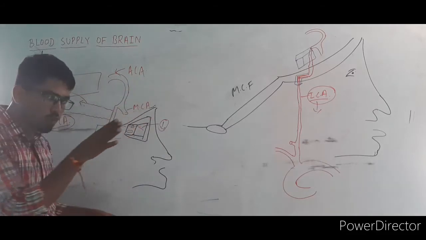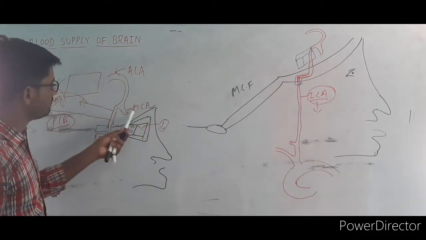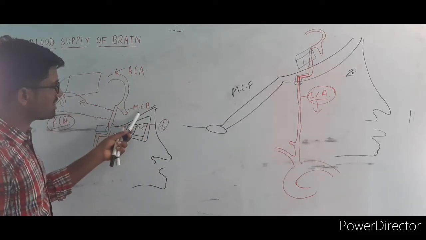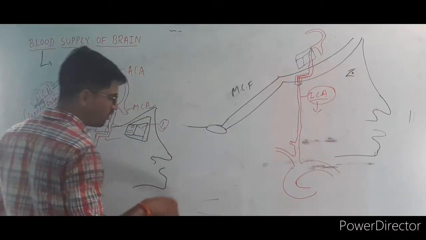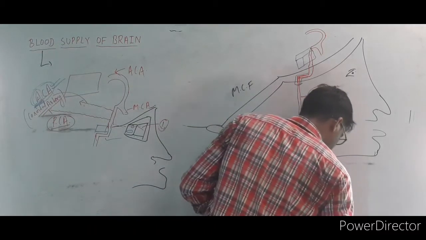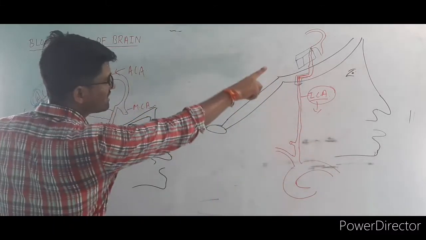The middle cerebral artery is more lateral. It's not participating in the circle of Willis. Now I want to draw one diagram, that is the circle of Willis.